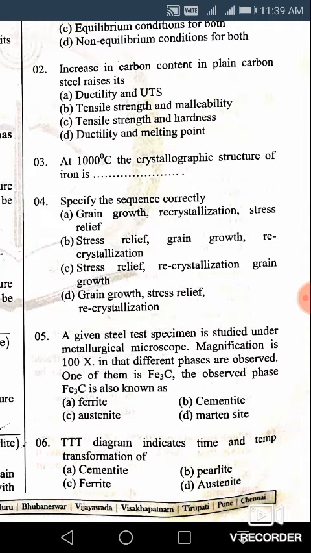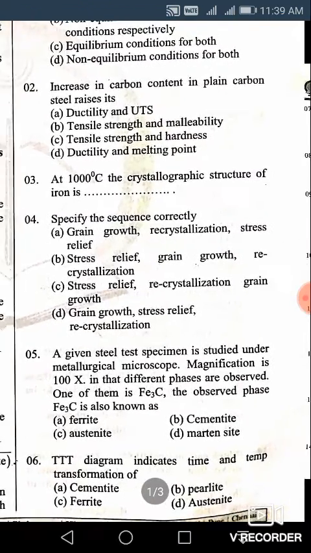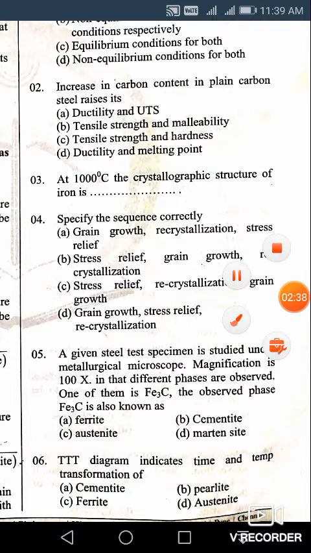Next question: the TTT diagram indicates time and temperature transformation of, basically, austenite. There are many temperature, time and transformation diagrams. TTT means temperature, time and transformation diagrams. They are drawn for various compositions, but mainly the time and temperature transformation diagram is drawn for austenite. So your answer is D.